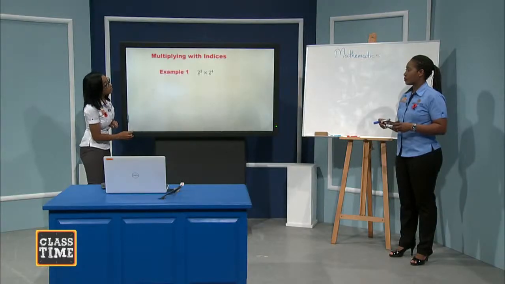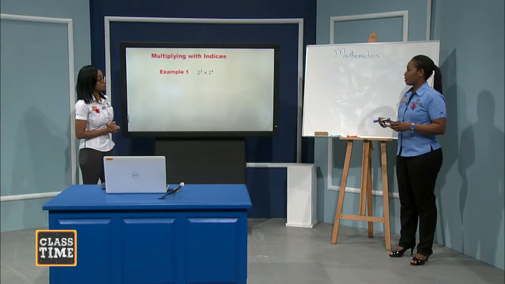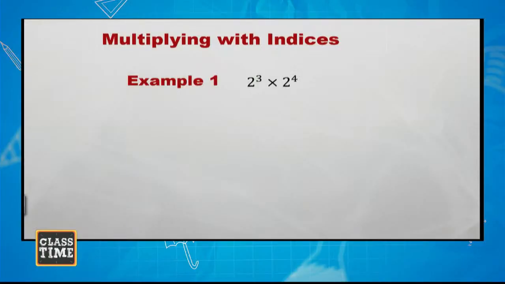Let's see if we can take a look at multiplying with indices. So we have example 1 here: 2 raised to the 3rd power multiplied by 2 raised to the 4th power. As you can see, they are of the same base. So let's see what this would look like if we were to expand it.